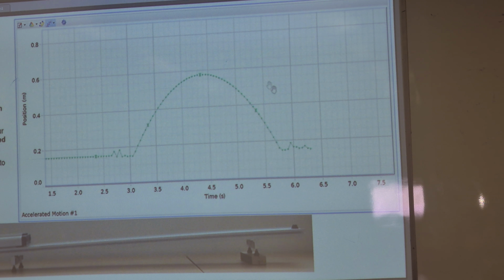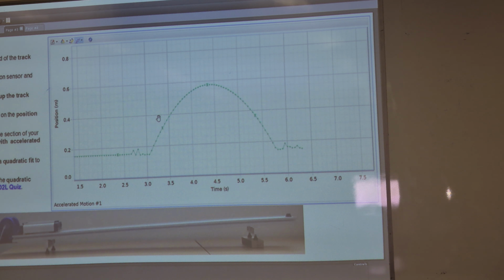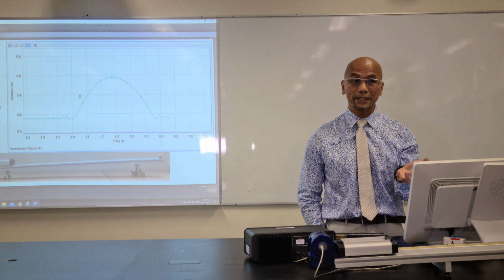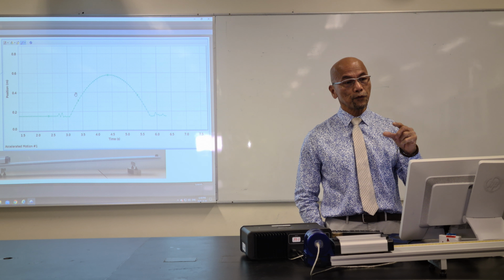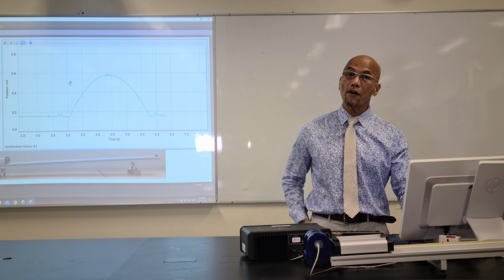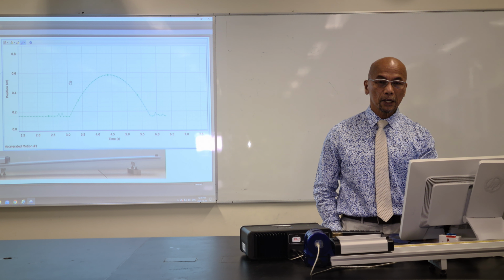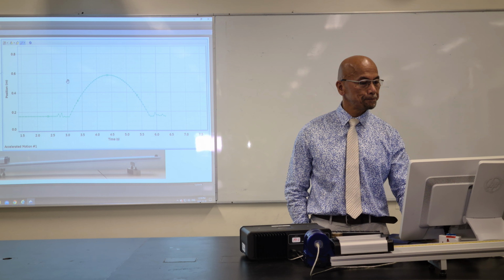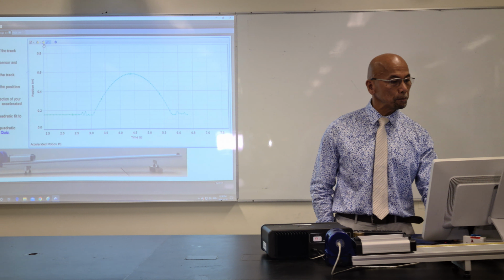It's quadratic. We can easily find the values for the quadratic equation. The equation for that is ax squared plus bx plus c. That's the standard equation. And to find the values of a, b, and c, what we want here is the value of a, because from that we can find the acceleration of the cart. So again, we block this.